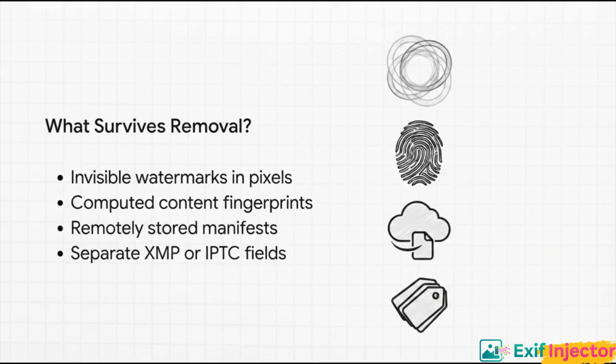These are durable signals like invisible watermarks that are embedded into the actual media content, the pixels themselves. There are also computed content fingerprints, manifests stored remotely on servers, and completely separate XMP or IPTC fields. Removing a metadata container simply does not automatically remove a watermark that is baked directly into the image.